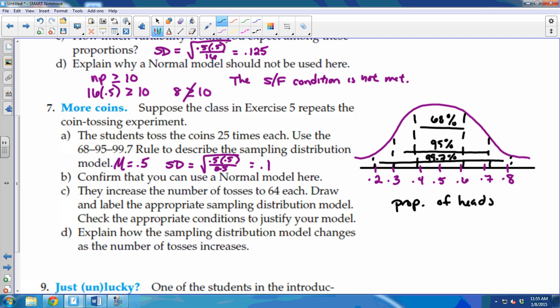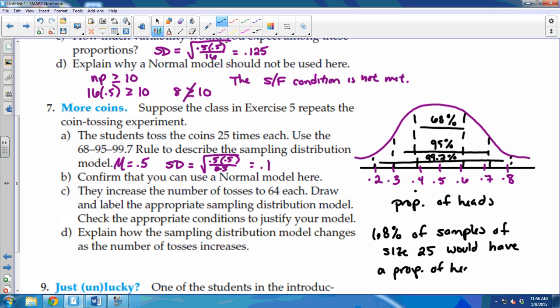So I would say, just for example, 68% of samples of size 25 would have a proportion of heads between 0.4 and 0.6. So before we did this, we talked about actual number values.